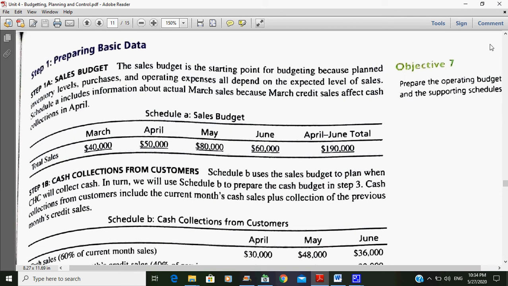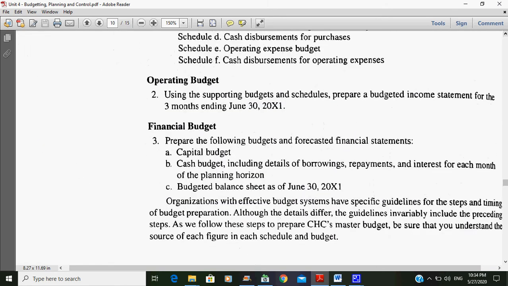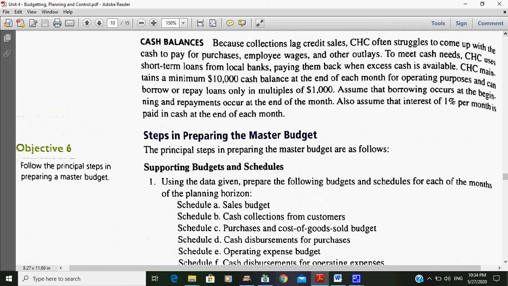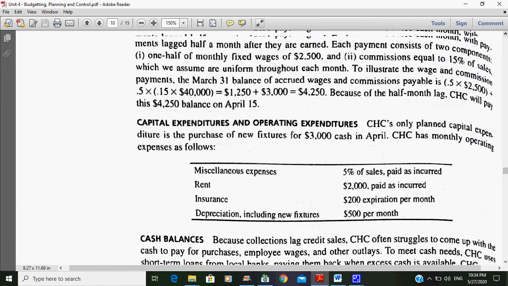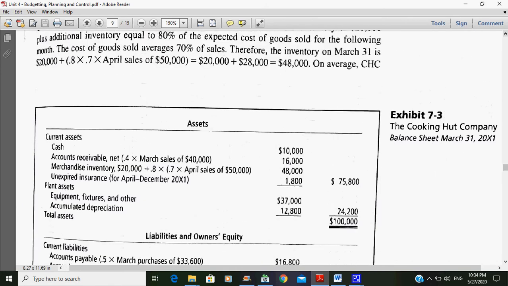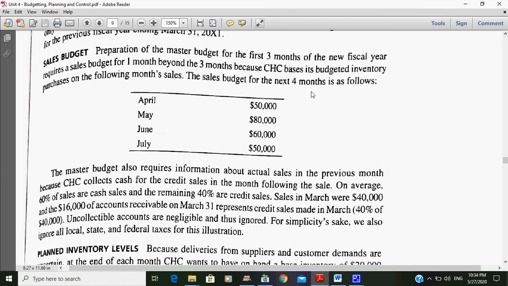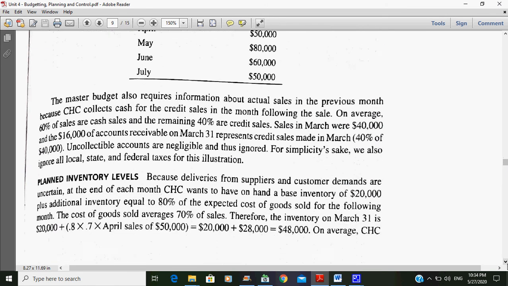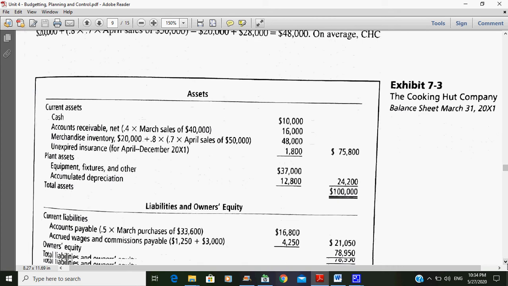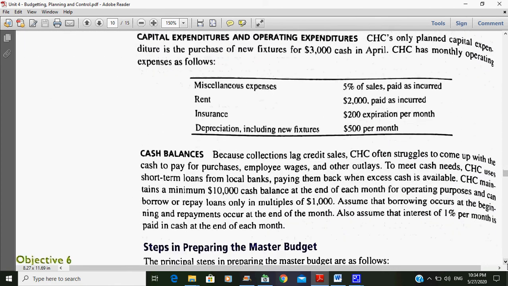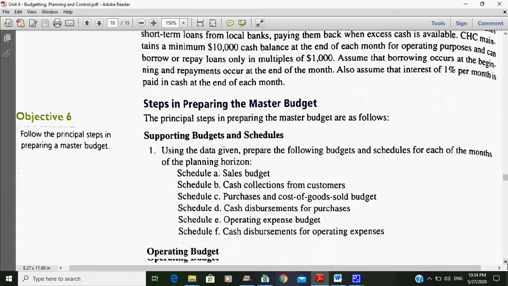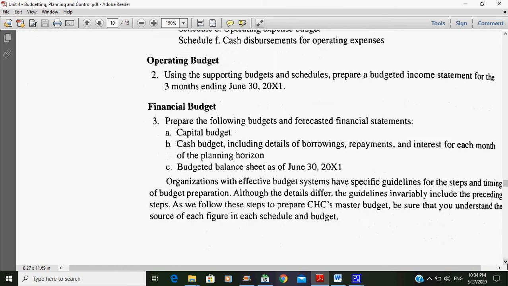This comes from right here. All right. Let's continue. That was the sales budget, right?